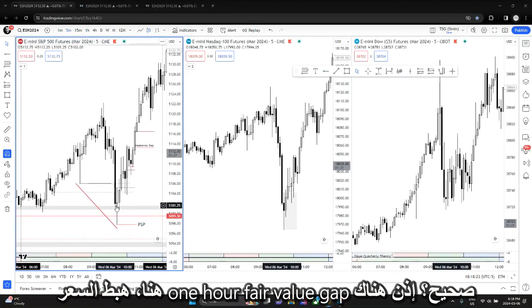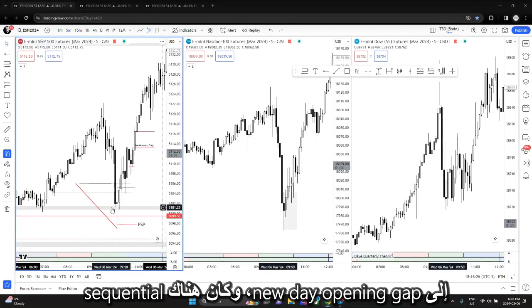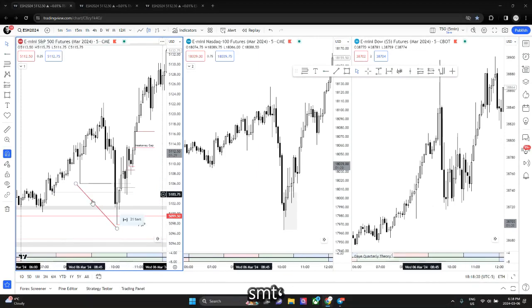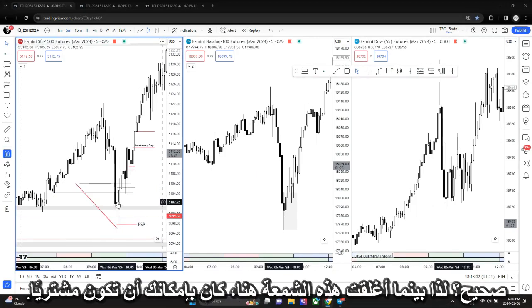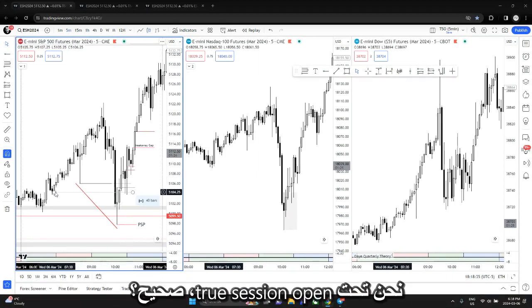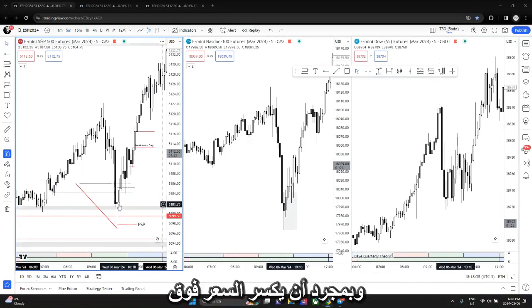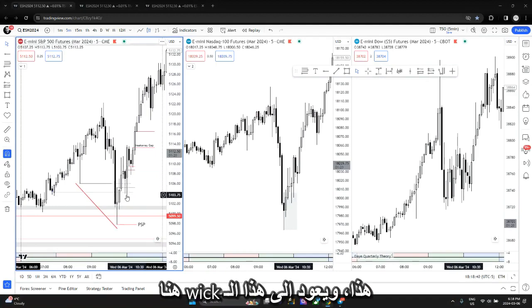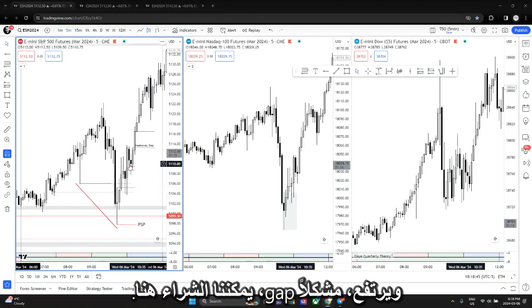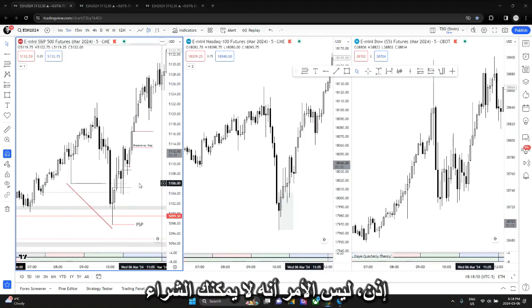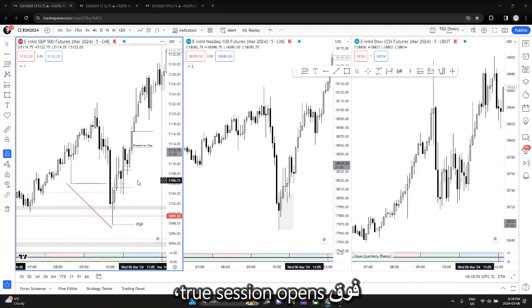Price dipped into a new day opening gap. There was sequential SMT. So while this closed right here, you could be a buyer. We're below the true session open. And once price breaks above this, dips back into this wick right here, and rallies, forms a gap, we can buy right here. So it's not that you can't buy above true session opens or true opens.